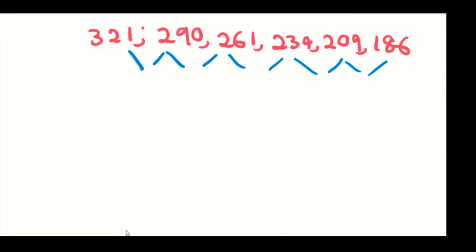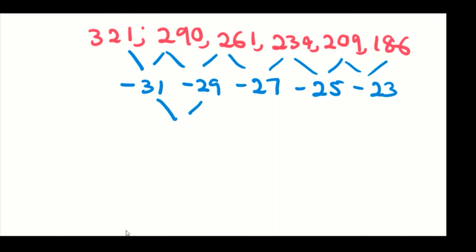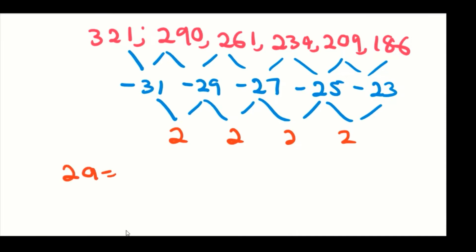The first difference we have is minus 31, minus 29, minus 27, minus 25, and minus 23. And then the second difference of the sequence is going to be 2, so it's 2, 2, 2. To find the value of a, we're going to say 2a is equal to 2, which is the second difference.